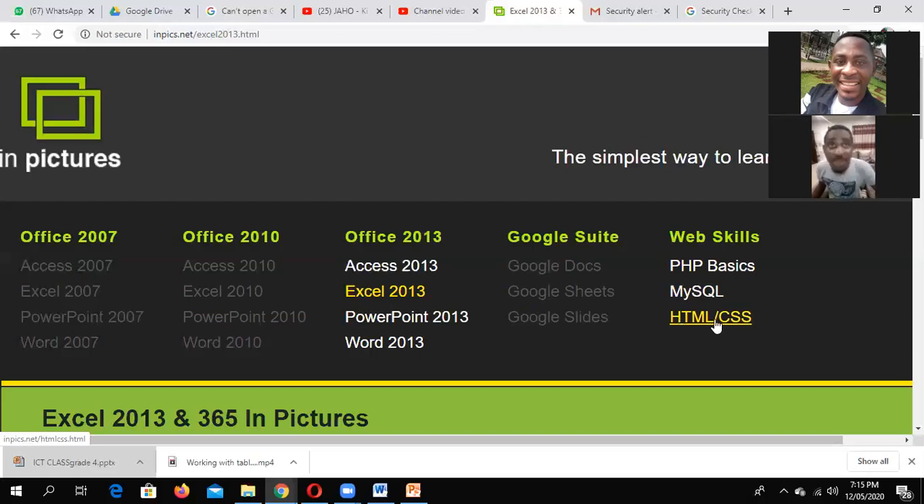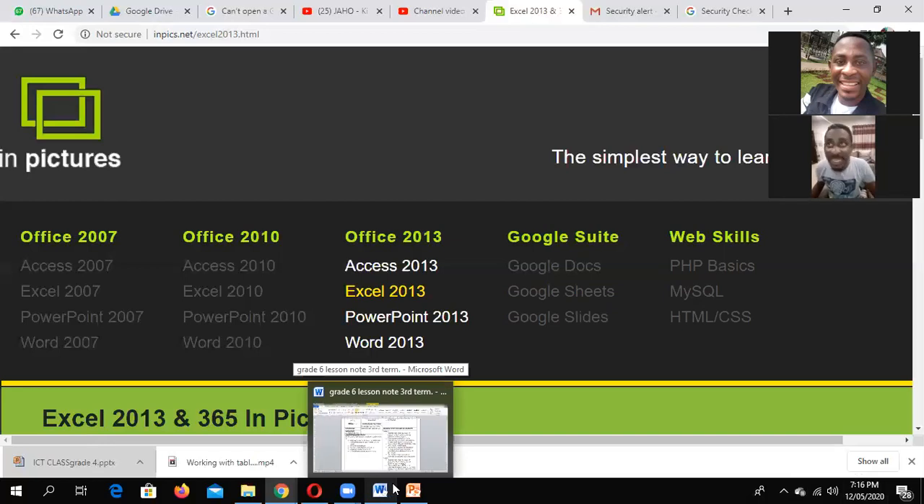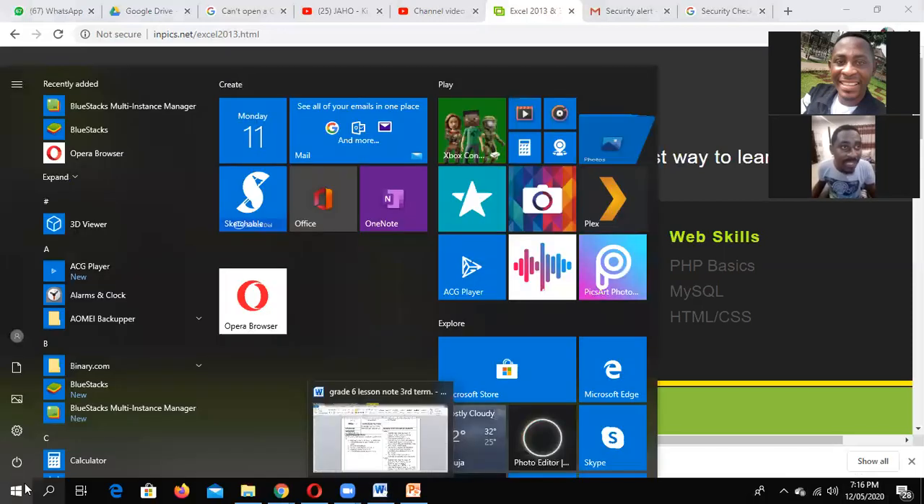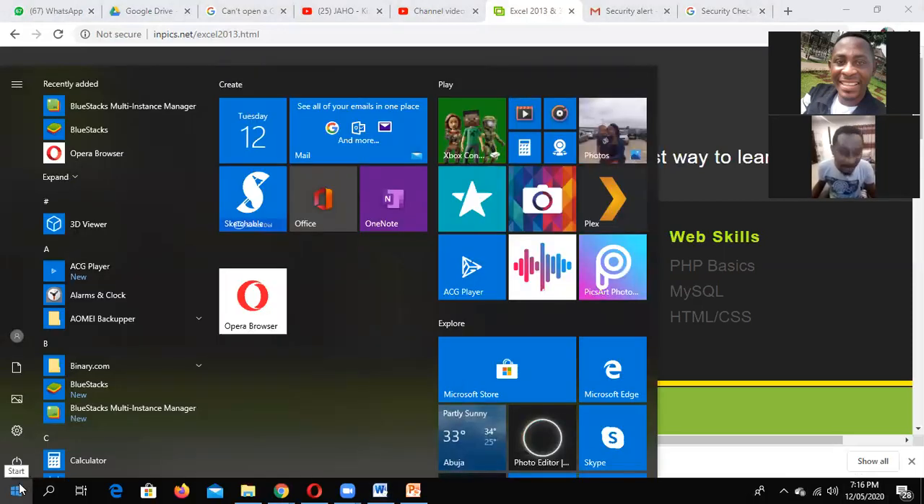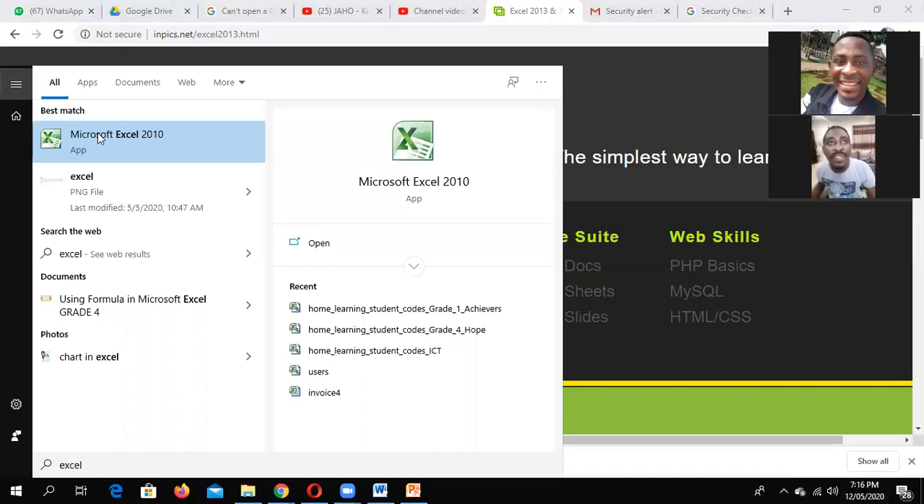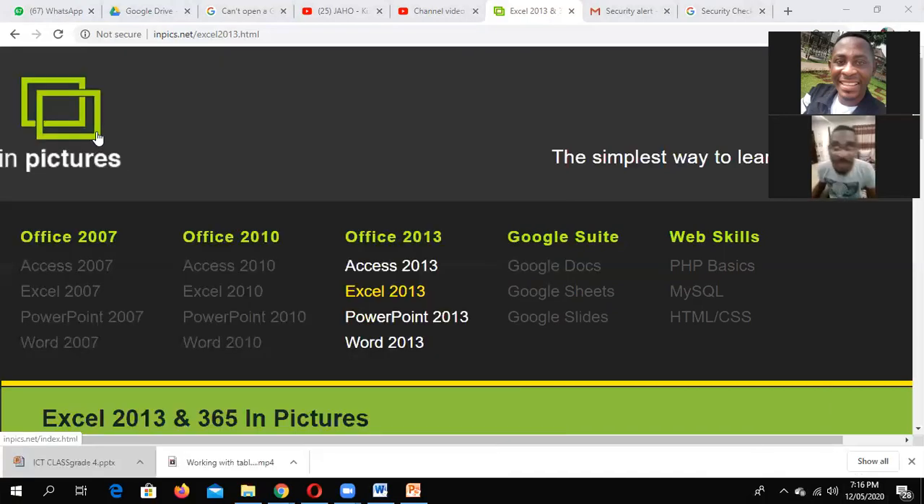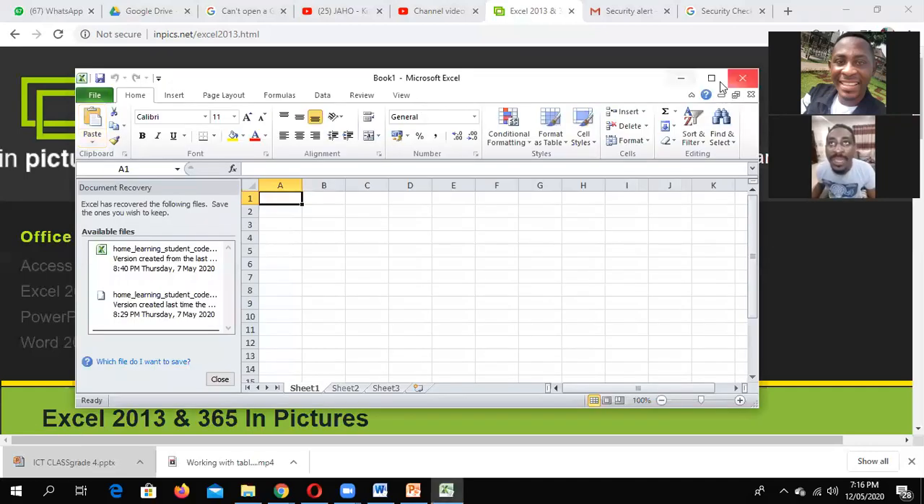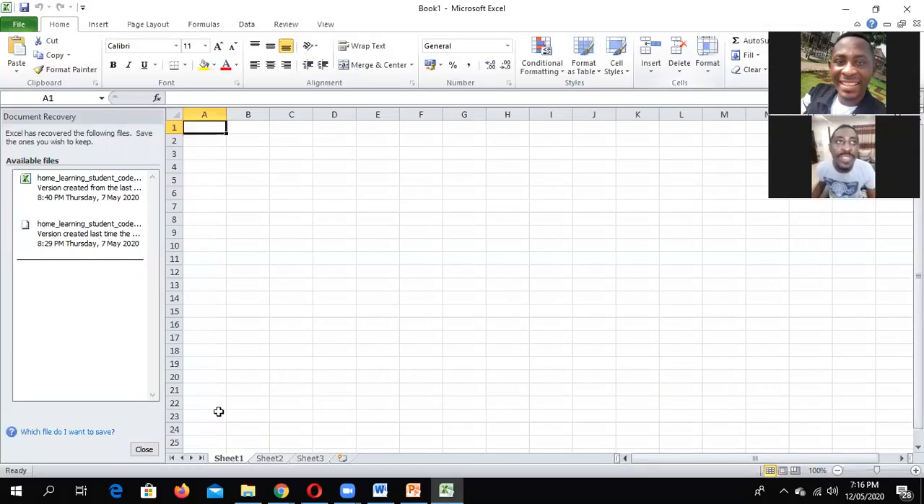So I'm just going straight to today's class. The first thing I'd like to do is to launch the Microsoft Excel application. I'll left click my Windows button, or the start button, and then I'll type Excel. You can see that the Microsoft Excel application has popped up here. So let me go to the business of today.